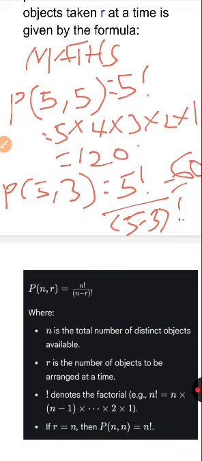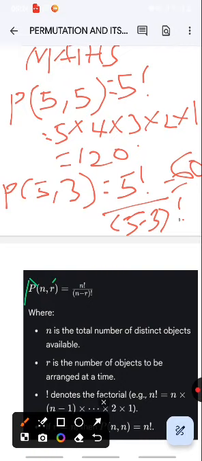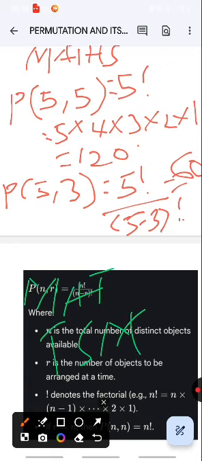Now, let's say the same word, math. We want to find the number of ways that the letters can be arranged when we take 3 letters at a time. So the 3 letters can be M-A-T, T-A-M. So any 3 letters that are in there, we are taking 3 letters at a time. How many ways can we arrange this?